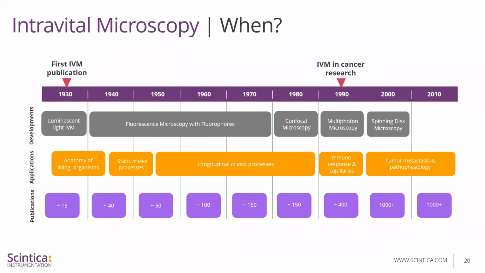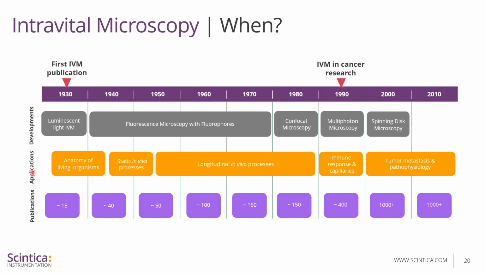Compared to basic microscopy, intravital microscopy is a rather younger technique, with a first publication in the 1930s using luminescent light intravital microscopy. Over the next few decades, fluorescence microscopy using fluorophores became more and more developed, leading up to the development of the confocal microscope in the 1980s and the multiphoton microscope in the 1990s, at which point intravital microscopy became more pronounced in cancer research.